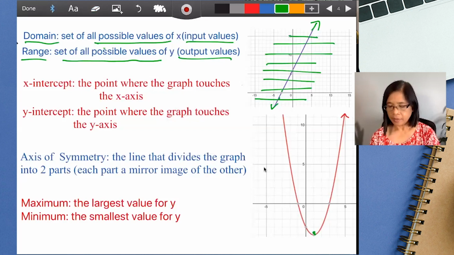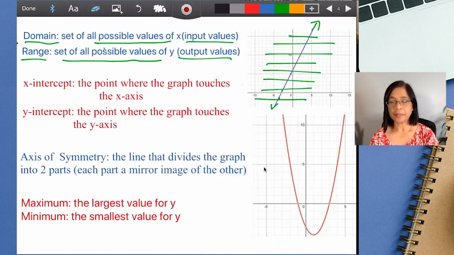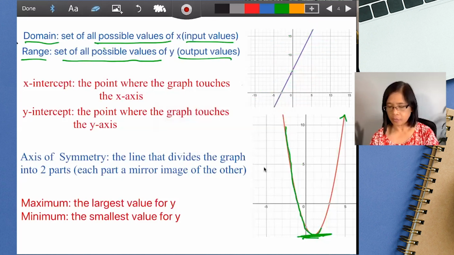In the second graph, if we look at the domain, what are the x values? If we extend this in both directions, what are those x values? That would represent the domain. And for the y values, notice that this graph starts from negative numbers, or negative infinity if we extend this, and it goes up, and the highest point or the highest value for y, or for the range, is at this point. So our range would start from negative infinity up to this value.